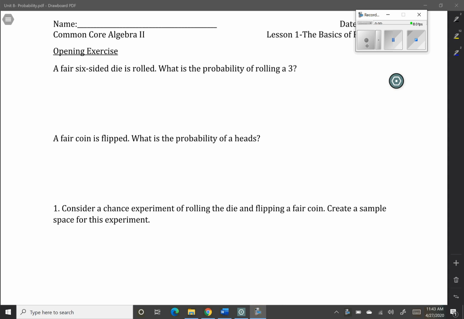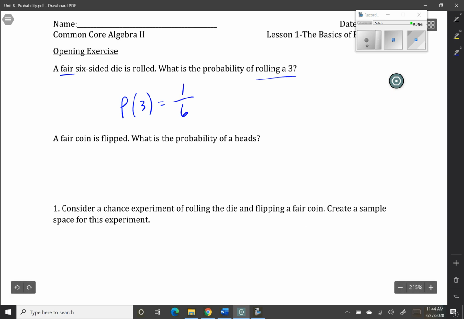All right, so I'm hoping you paused the video and tried. The first question says a six-sided die is rolled. Notice it says the word fair. They always use that in probability questions to make sure that you understand that there's no outcome that's more favorable than the other. All 6 outcomes are the same chance of happening. So the probability of rolling a 3. When we show probability, we use an uppercase P, and then we put the favorable outcome inside the parentheses. Since there's only 1 three out of 6 possible outcomes, the probability of this happening is 1/6.